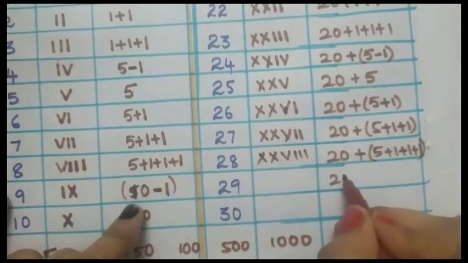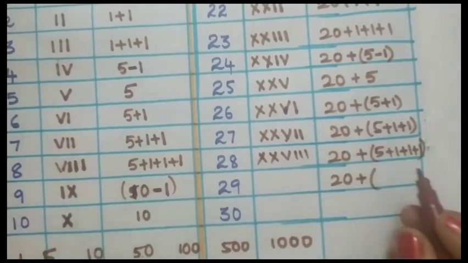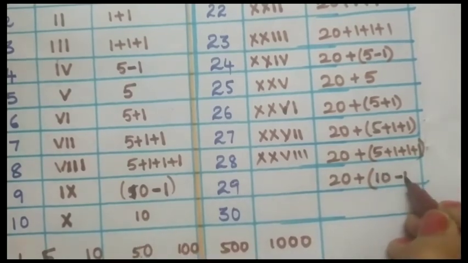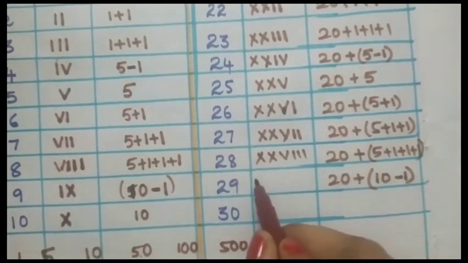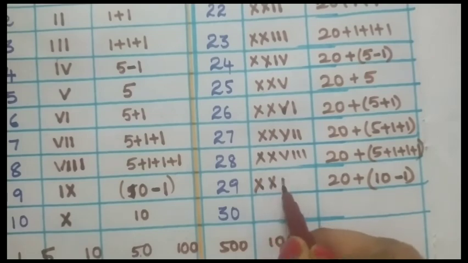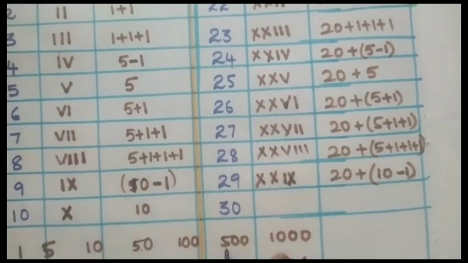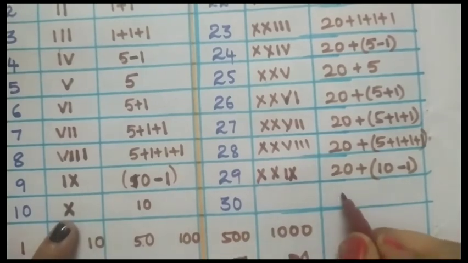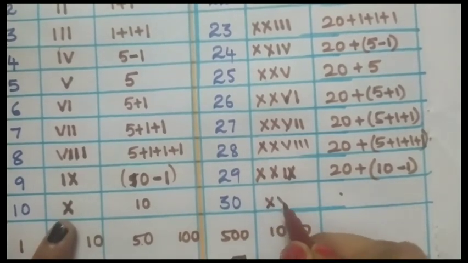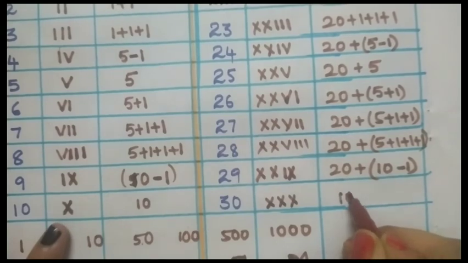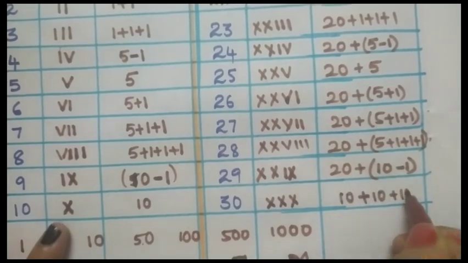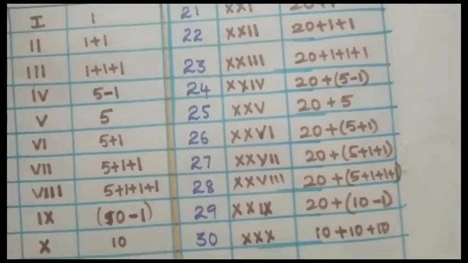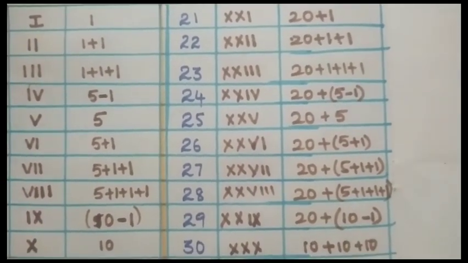Next, 20 plus 9. How will we write 9? 10 minus 1. So 29 is XXIX. Next, for 30, how many times should we repeat X? 3 times: 10 plus 10 plus 10, or 20 plus 10. Okay, this is 21 to 30.